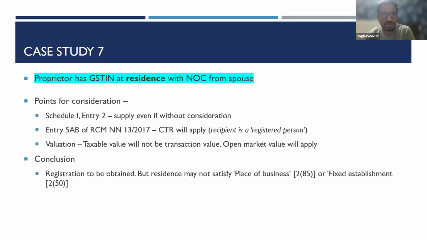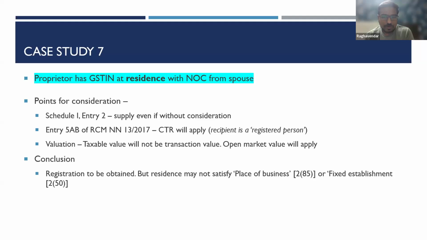The third variation for NOC is a proprietor who has GSTN at residence with NOC from spouse. Once again, this is a supply, Schedule 1. RCM will apply, entry 5AB will apply, because now the tenant is a registered person. Valuation, again, will not be transaction value, it will be open market value.